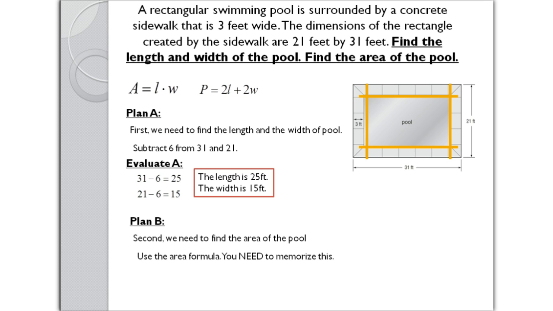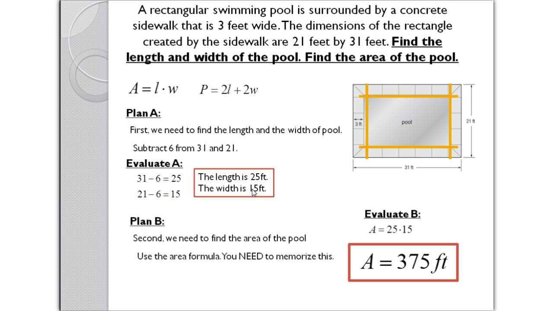The area formula, as I said, is listed above. You will need to memorize this moving forward, though. This is a very important formula. It'll come up all the time in your application problems, in geometry. It's very important you memorize it. So area is just length times width. My length is 25, my width is 15, so the area of the pool must be 375 feet. And that is my final answer.